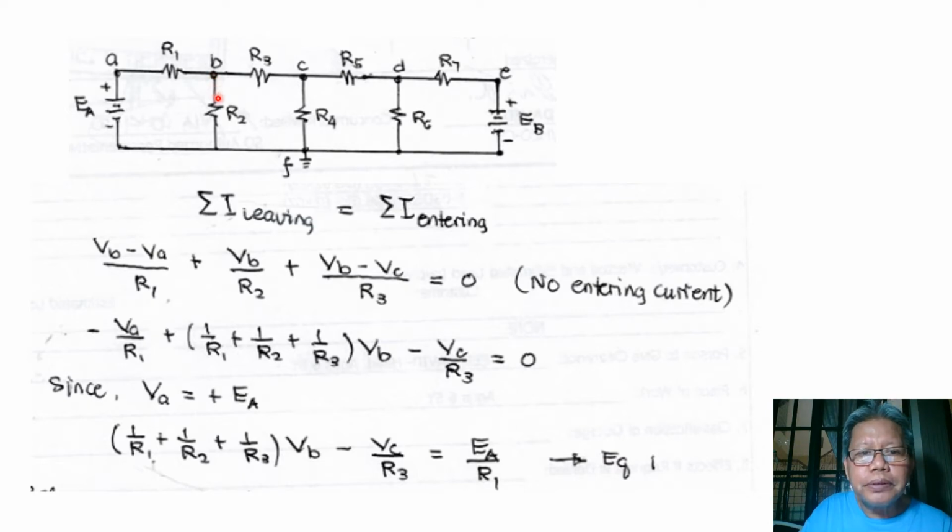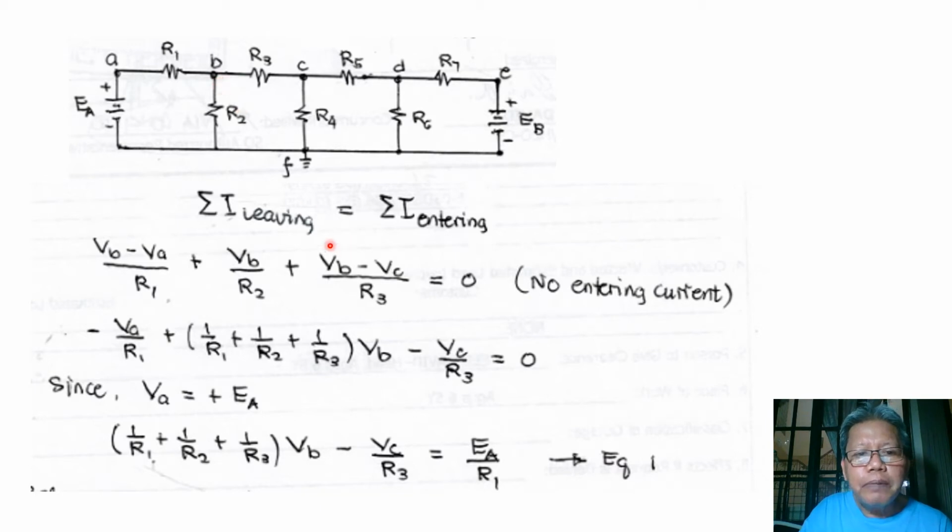Since we assume node B to be of higher potential, the current through R1 would be flowing from B to A. So the current direction here is from B to A. And in this branch, the current direction is from B to C. And on the other branch, we have the current flowing from B to F this way. So all the currents are away from B.